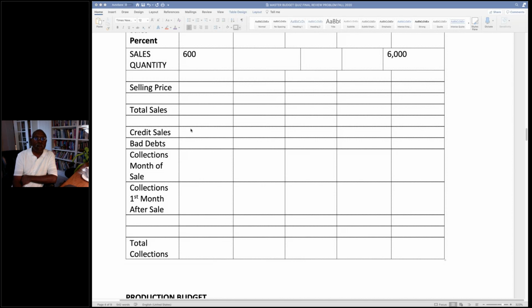Did anyone get 180,000 for the total in credit sales? I want to know what the collections are. Oh, I have the collections. Wait a few minutes, let everybody catch up.